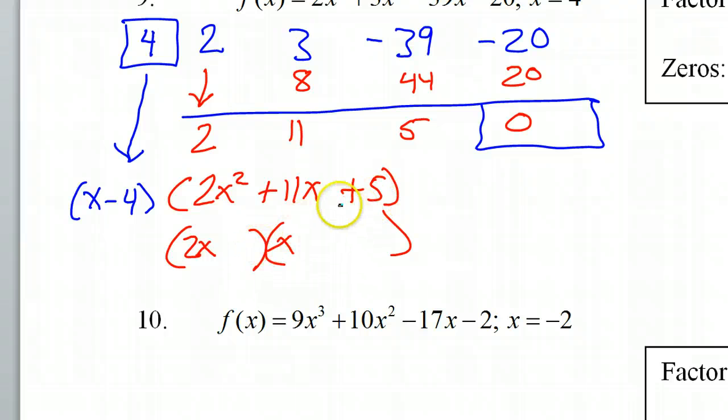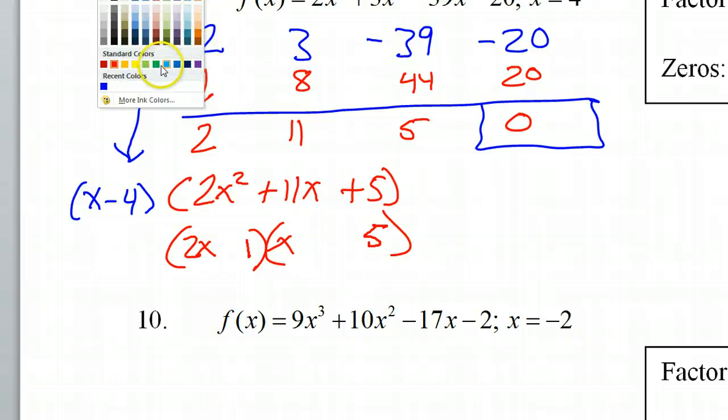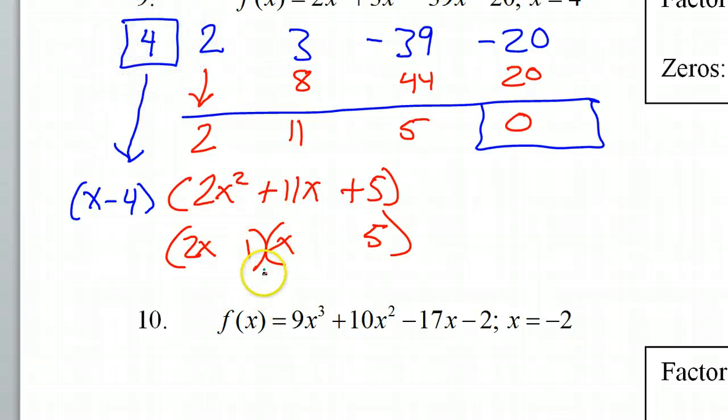5 can only factor as 1 times 5, but it matters where I put what. But let's take a look at the 1 times 5 option. Remember, the inner plus the outer has to equal the middle. Right now, inner, I have 1x. Outer, I have 10x. I'm trying to get positive 11.